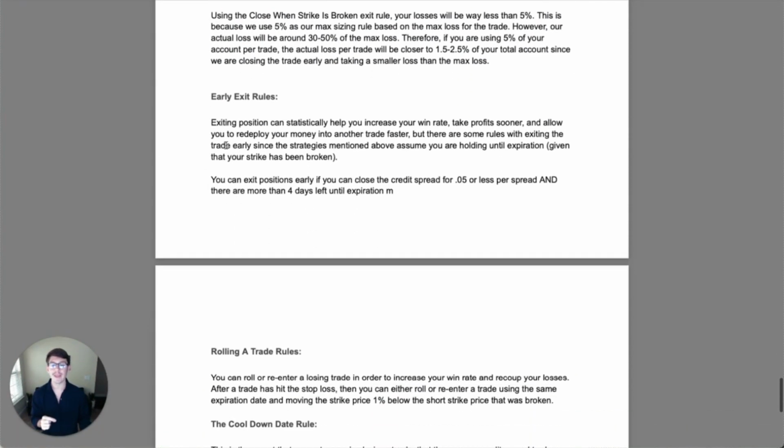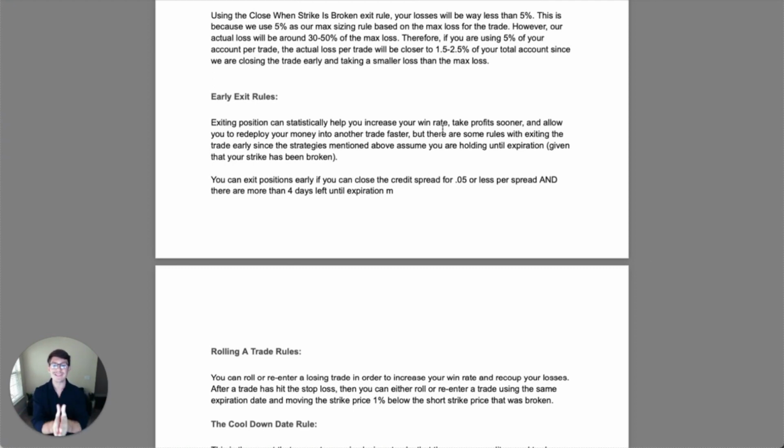Next, we have our early exit rule, which is this right here, which simply says that if we can exit the trade for less than 6 cents or less than 5 cents, then we should exit the trade. Why? Because it's better to take our winners off while they are winning and then to reinvest the money into a new trade and continually roll the process like that.